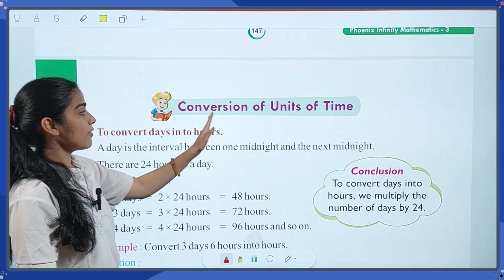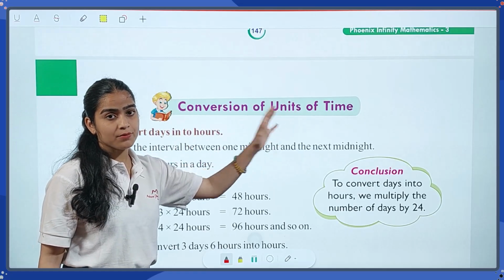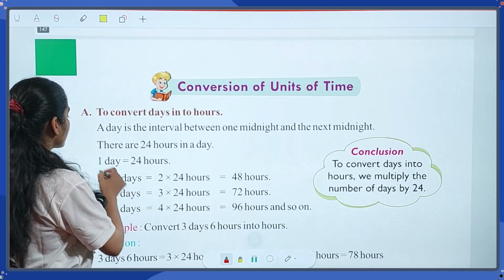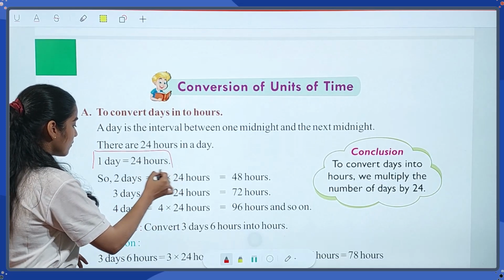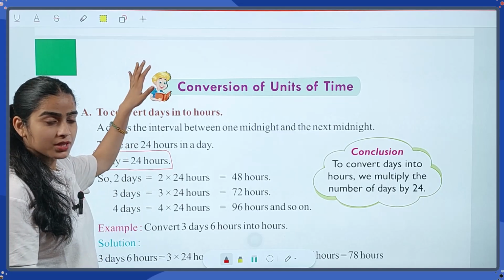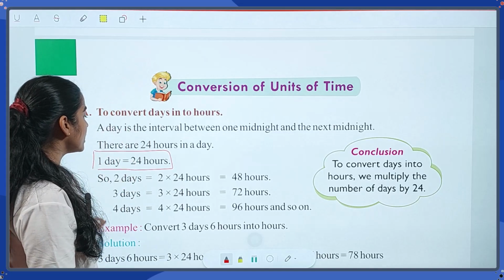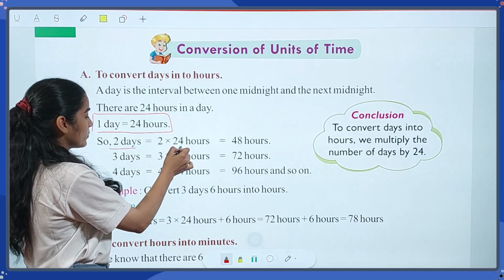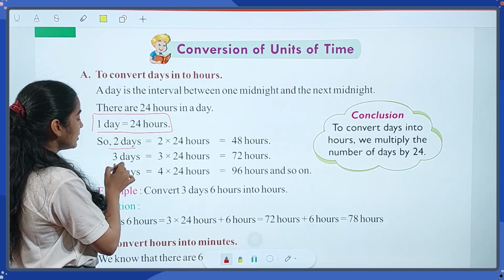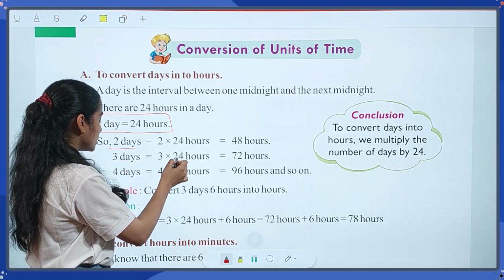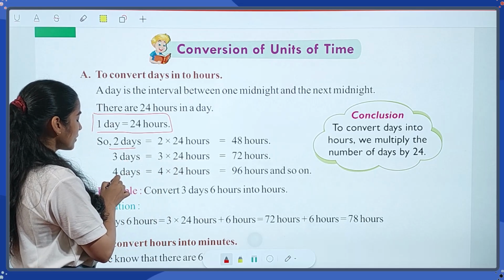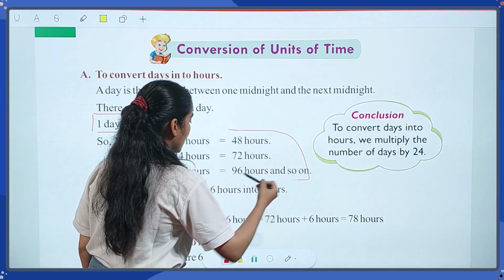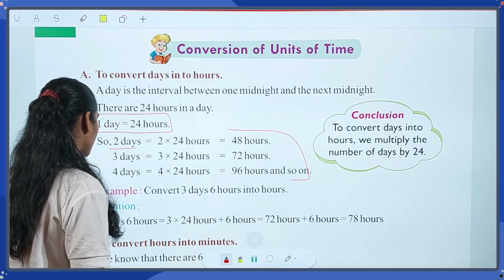After this, you have to convert units of time. First of all, while we convert, we have to learn the relation between day and hour, which we already learned in our above section. One day has 24 hours. So how many hours are in 2 days? 2 multiplied by 24. How many hours are in 3 days? 3 multiplied by 24. How many hours are in 4 days? 4 multiplied by 24. So this is how you can simply convert your days.